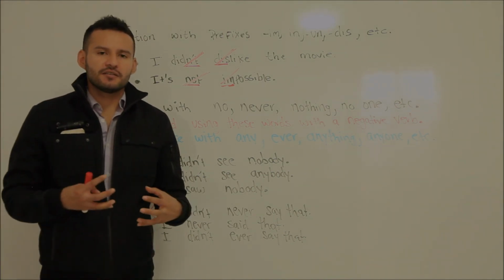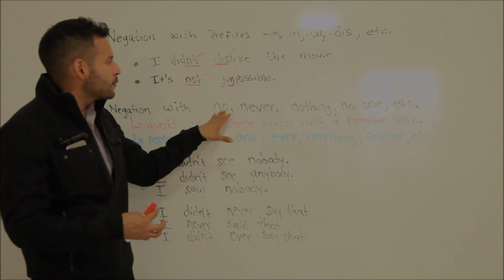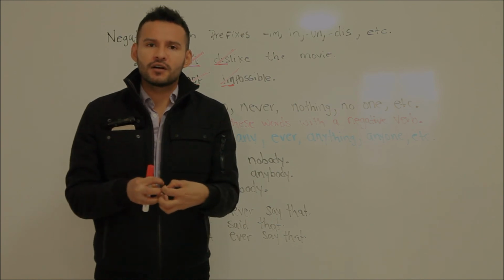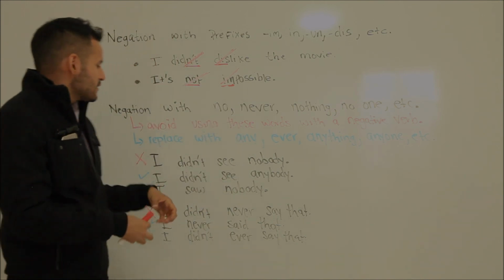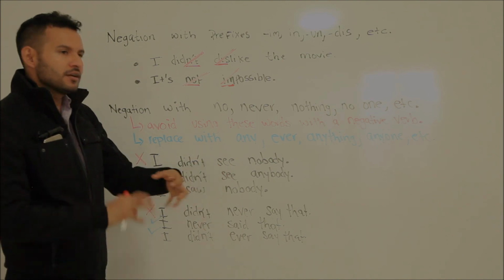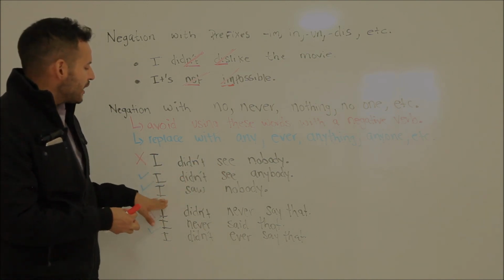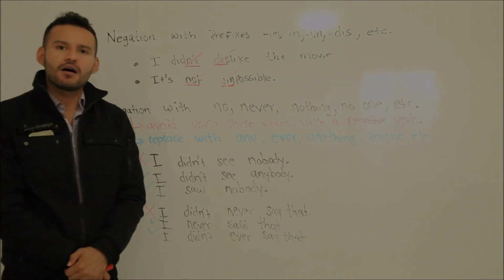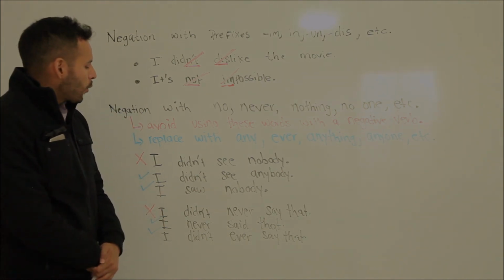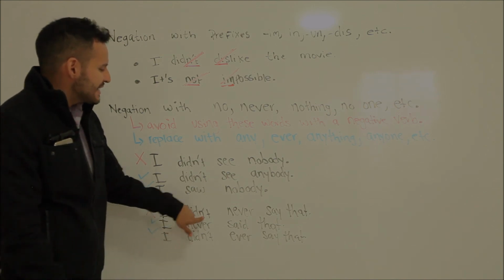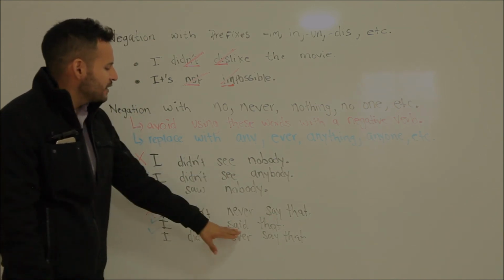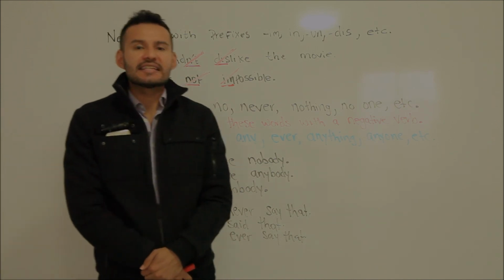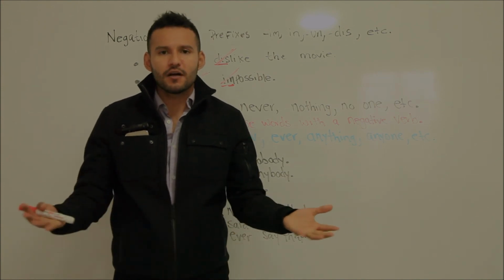Or the second alternative is if you want to use these words, then it's okay, but then your verb should be affirmative. So for example, I didn't see, transform that into the affirmative form, I saw, and then it's correct to say nobody. I saw nobody. Or in this particular case, didn't say, in affirmative, it's said. So if I say, I never said that, then it's also correct.